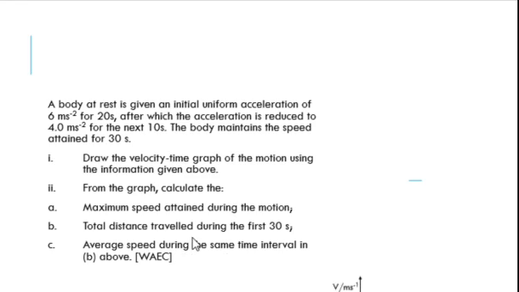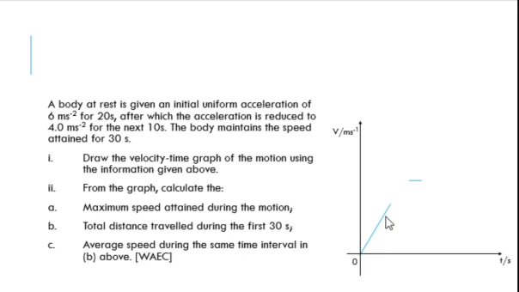Alright, so as usual, we are going to draw the vertical and the horizontal axis, labeled. Then a body at rest, we should know that the body is starting from here. It was given an acceleration of 6 meters per second squared uniformly. We have this to be my first acceleration, A1, which will give me V1, and the time for that is 20 seconds. I'm going to calculate my V1 later. I know my A1 and the time, so I will be able to calculate V1. But let me go on.